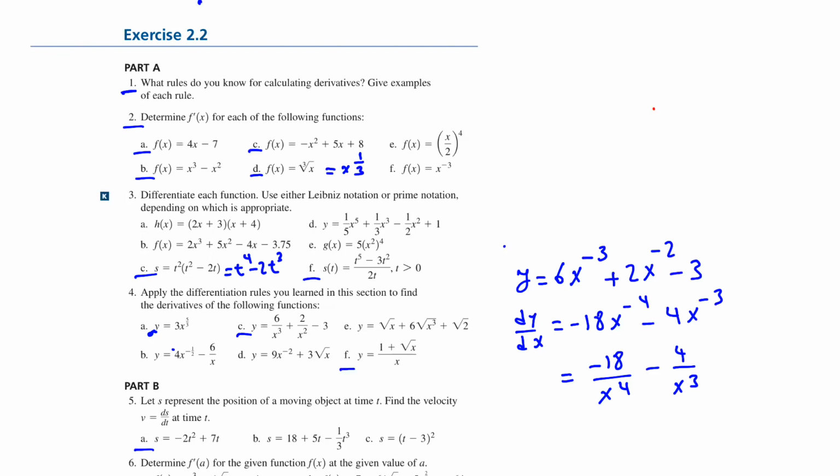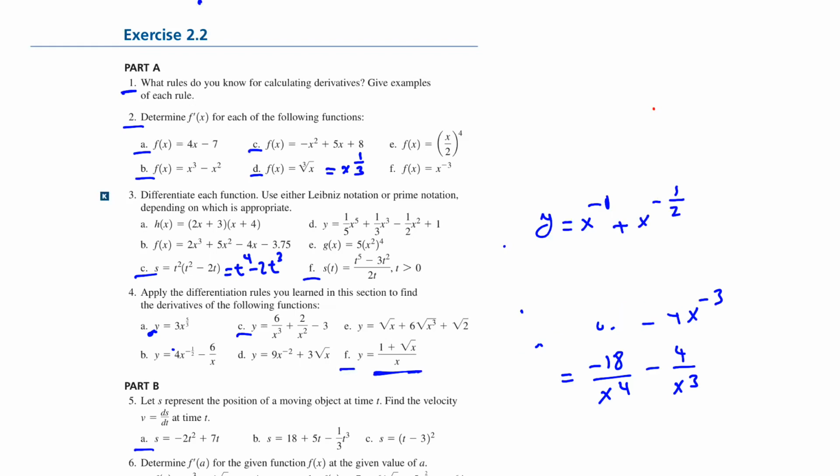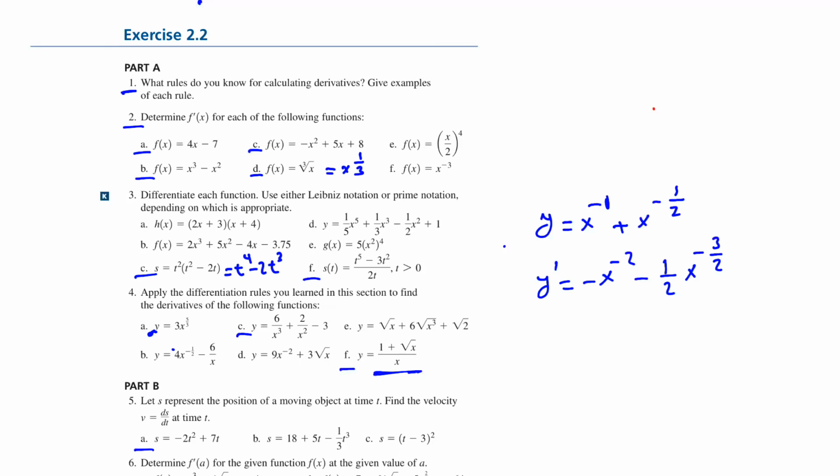Part F. Y can be written as 1 over x, which is x to the power of negative 1, plus root x over x, which is x to the power of negative 1 over 2. The derivative of this function is negative x to the power of negative 2 minus 1 over 2 x to the power of negative 3 over 2, which is the same as negative 1 over x2 minus 1 over x to the power of 3 over 2, which is x root x.